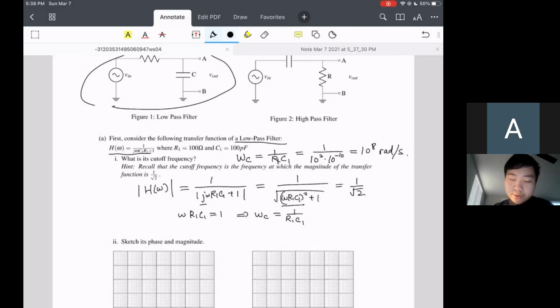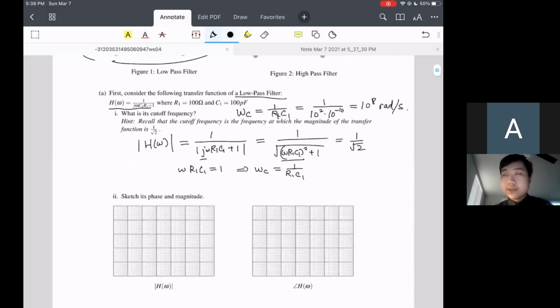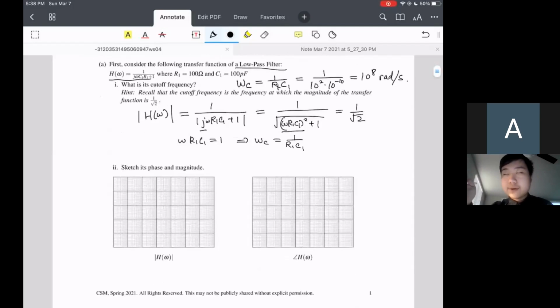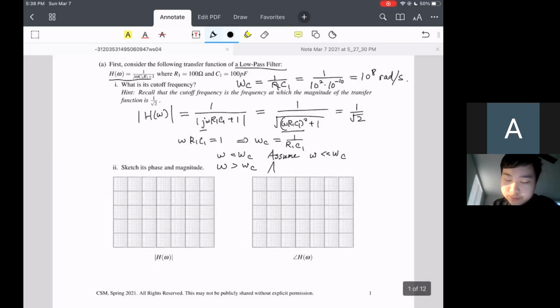So to actually draw the Bode plots, we're using the straight line approximations. We're dividing the graph into half, just doing casework. Either your omega is less than omega c, or your omega is greater than omega c. When omega is less than omega c, we assume, though this is just an assumption and not always true, that omega is way less than omega c, and it's negligible as compared to omega c. And for the case where omega is greater than omega c, we also assume that omega is way larger than omega c.